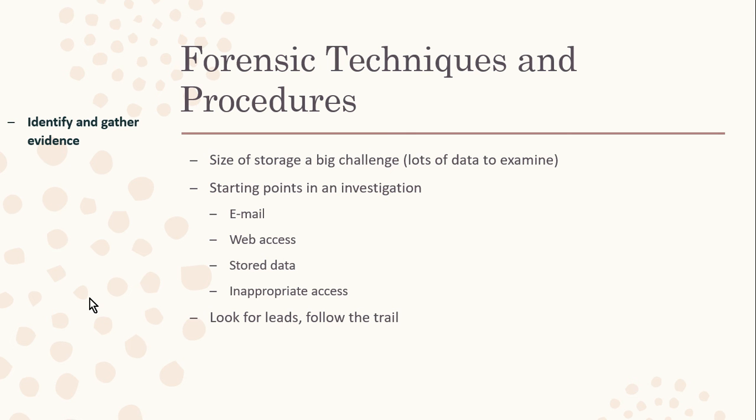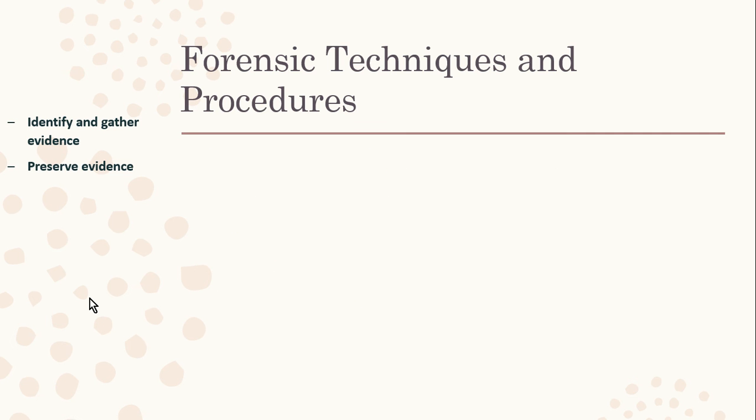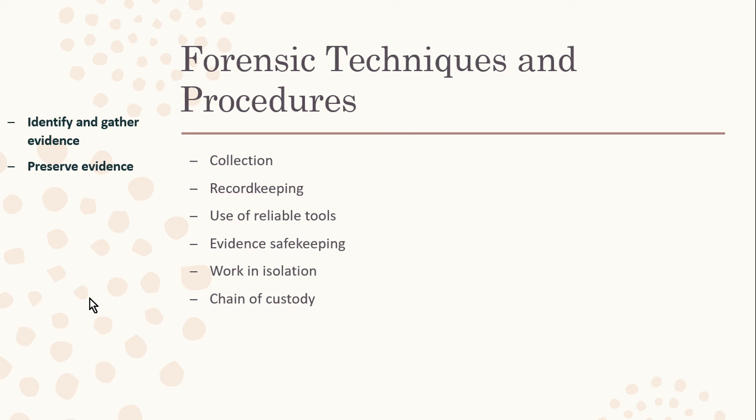So we start with, oh, here's something that isn't right. Let's see where this takes us, and you follow the evidence. So you have a starting point, and then you follow the path to which that evidence leads. The next step is to preserve the evidence. So you're going to collect the evidence, generally working in isolation. You have to maintain the chain of custody, which I'm going to talk about here in just a second. But you want to preserve the evidence.